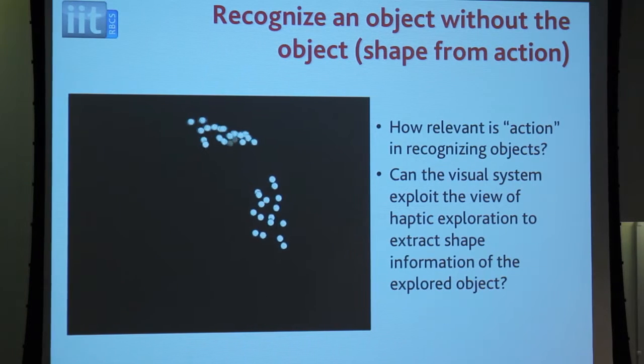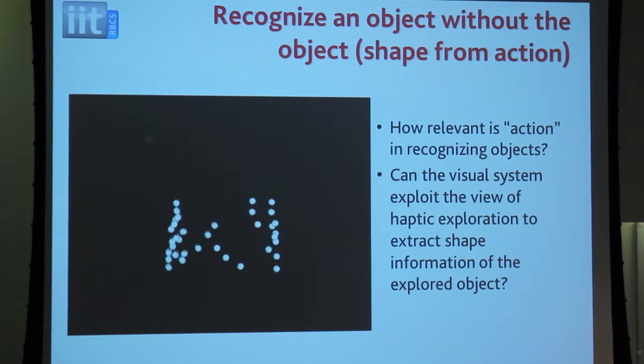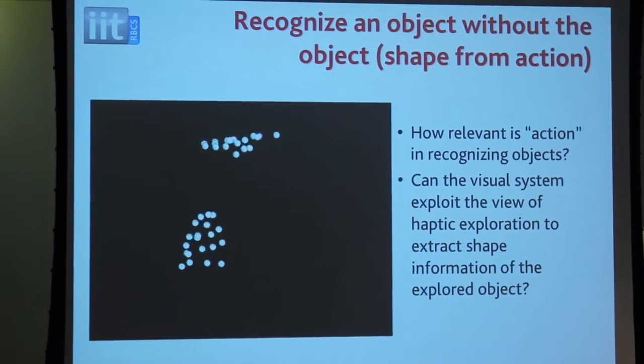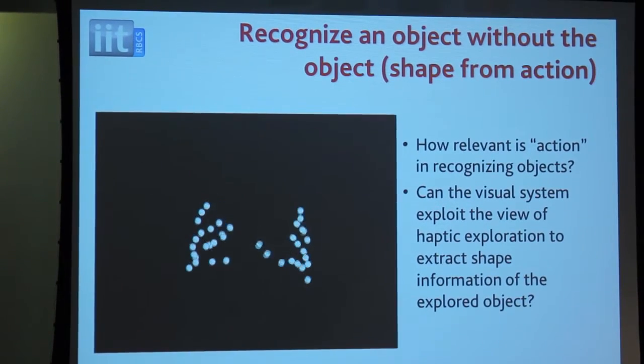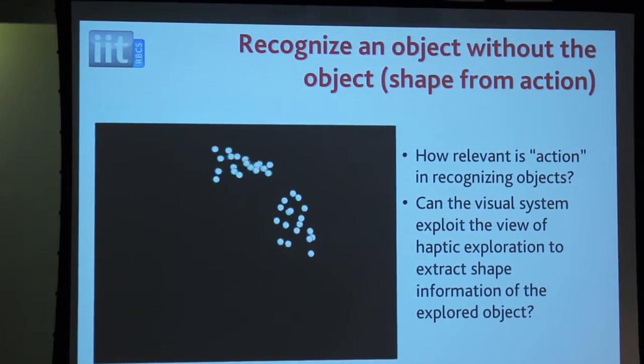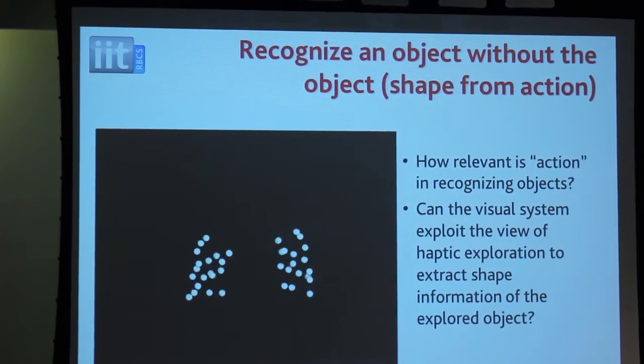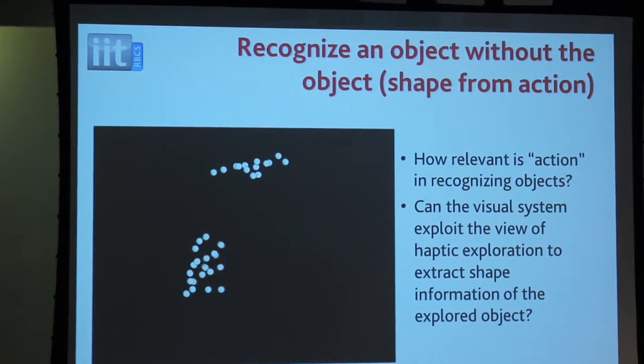You can even recognize objects without the object. I have this short video clip here. These are, as you can see, two hands exploring an object. You don't see the object. And in spite of that, you can understand that it's a sort of cylindrical object there.